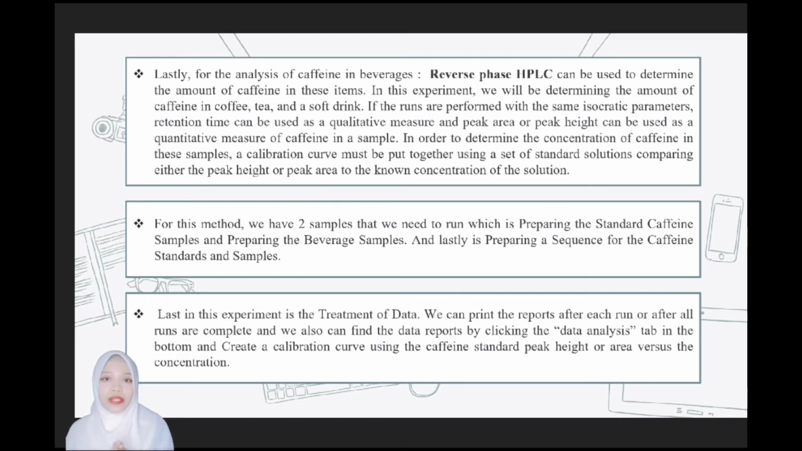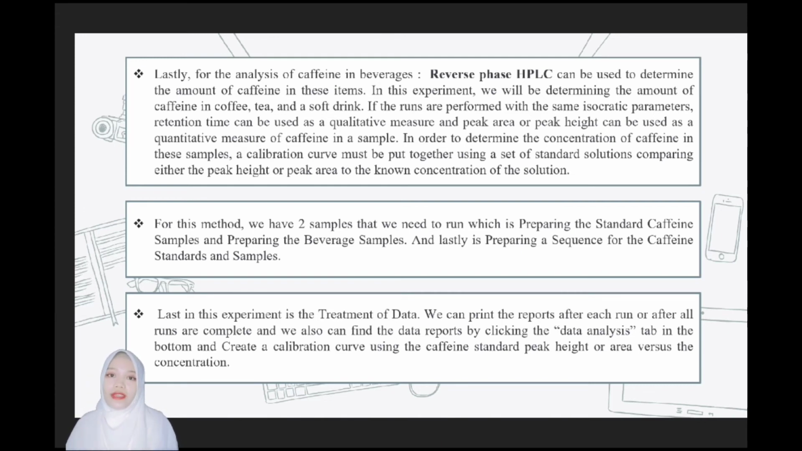We can print the reports after each run or after all runs are complete, and we also can find the data reports by clicking the data analysis tab in the bottom and create a calibration curve using the caffeine standard peak height or area versus the concentration.